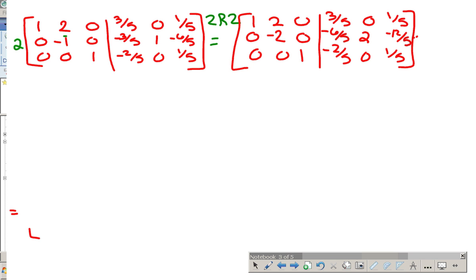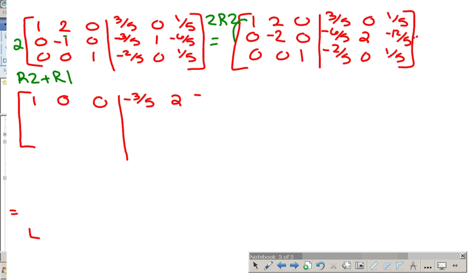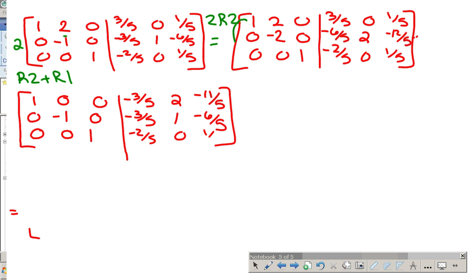Okay. So now that I have that, I can go ahead and add together row 2 and row 1. So when I'm adding together row 2 and row 1, I wind up with 1, 0, 0, negative 3 fifths, 2, negative 11 fifths, 0, negative 1, 0, negative 3 fifths, 1, negative 6 fifths, and then 0, 0, 1, negative 2 fifths, 0, 1 fifth.